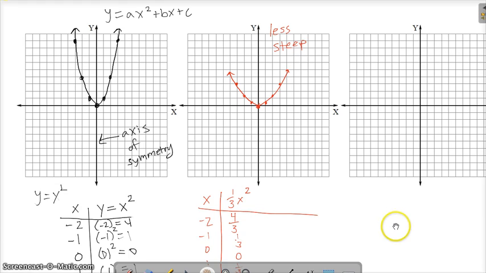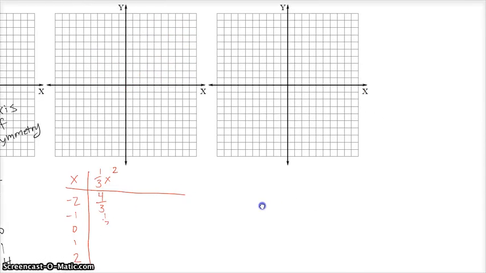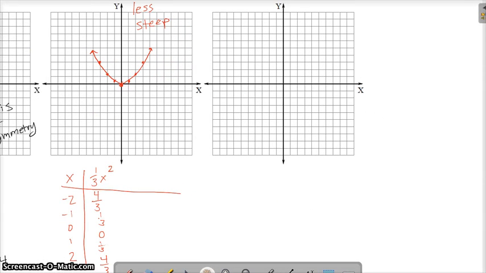Now we're going to look at something a little bit different. Now we're going to multiply every x or y coordinate by 2.